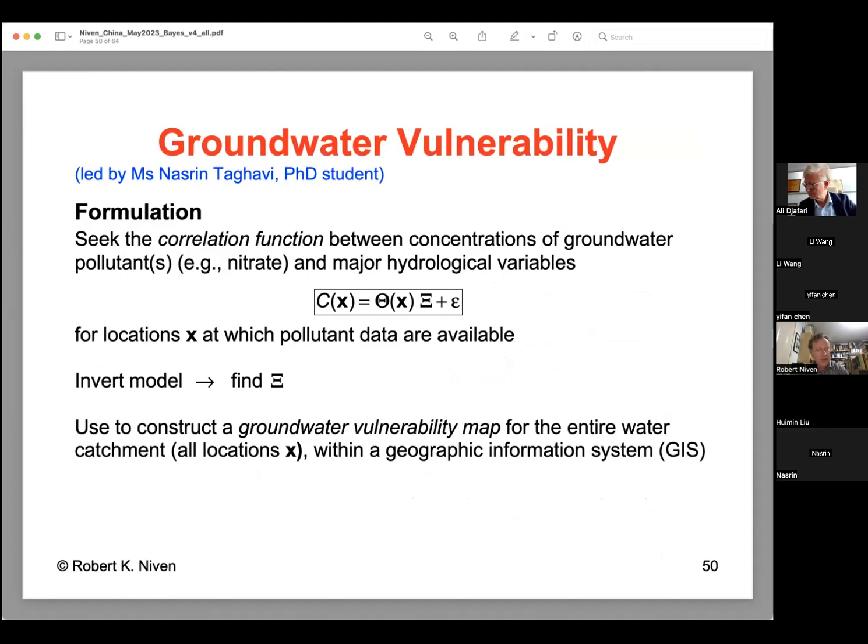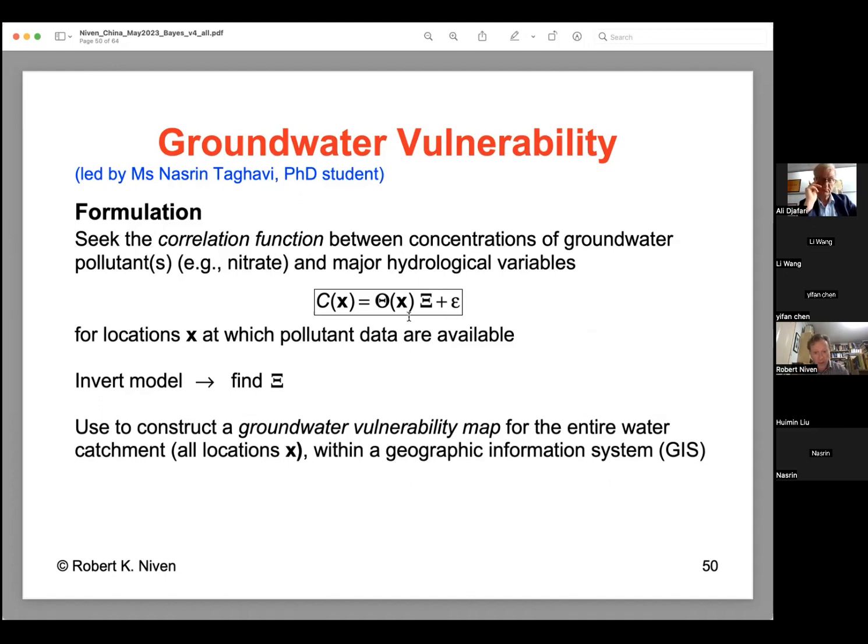So the formulation here is, we're interested in concentrations of groundwater pollutants. So groundwater is the water that's in the ground, it's flowing in the soil or in underground aquifers, and it becomes polluted, particularly in agricultural areas, by nitrate. And so what we're interested in is establishing what is the correlation between these nitrate concentrations and the major hydrological variables of that system. What we want to do is establish this correlation and get these values of these coefficients psi. And we have to do that at the locations at which pollutant data are available.